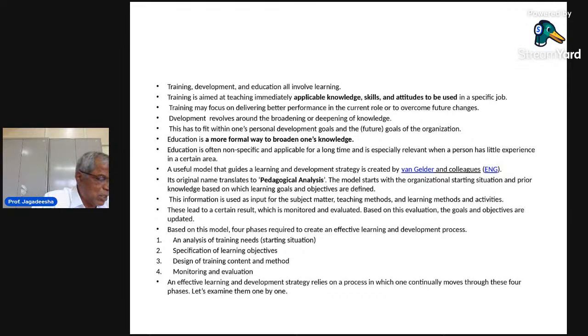If that is required, you should be able to conduct a thorough analysis of the training needs. And you should be able to find out why the training need is important. You must be in a position to analyze it properly.